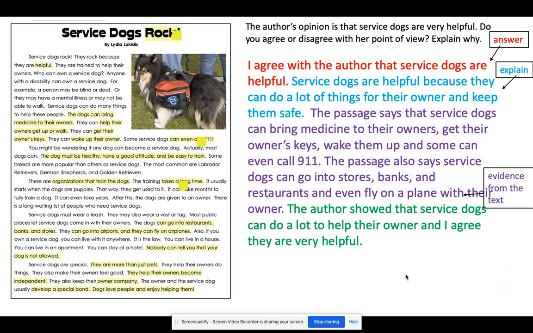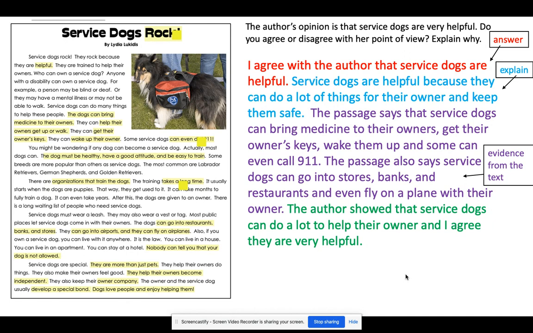Okay. Step three is to use evidence from the text and use the words the passage says, the text says, the article says, the reading said, I read in the article that. Those are some examples of ways you could start your sentence. So here I have the passage says that service dogs can bring medicine to their owners, get their owners' keys, wake them up, and some can even call 911. The passage also says service dogs can go into stores, banks, and restaurants, and even fly on a plane with their owner.